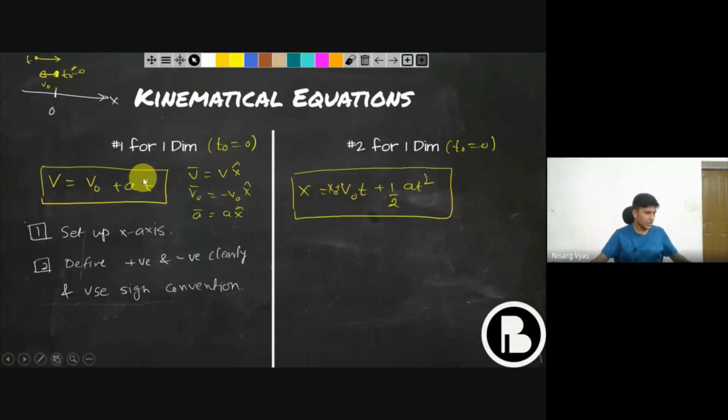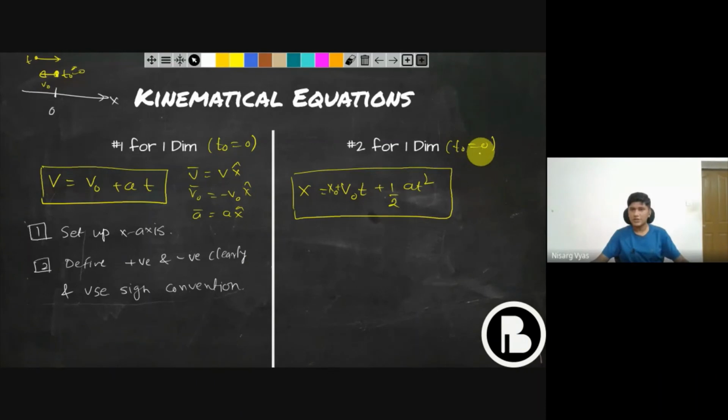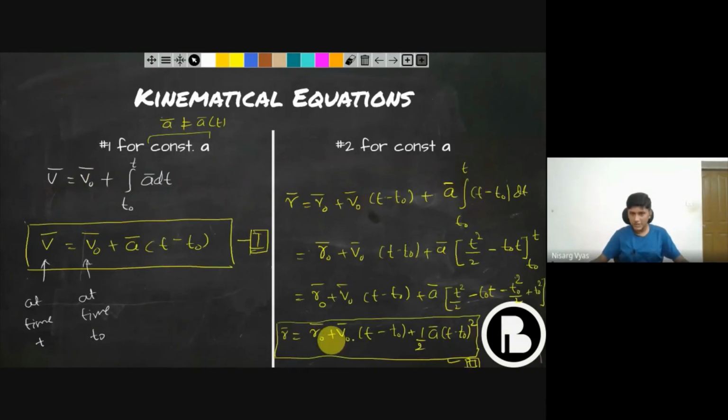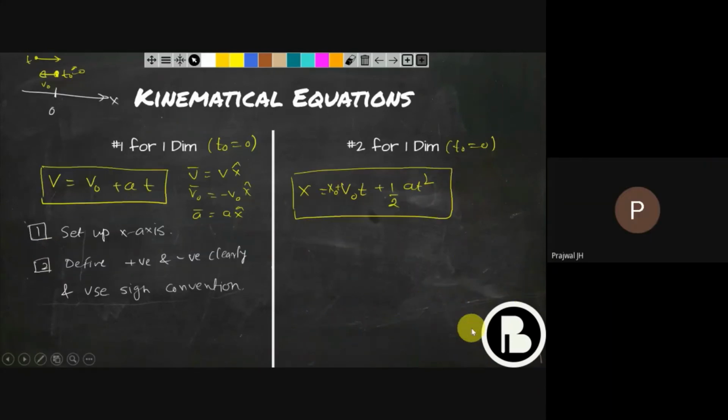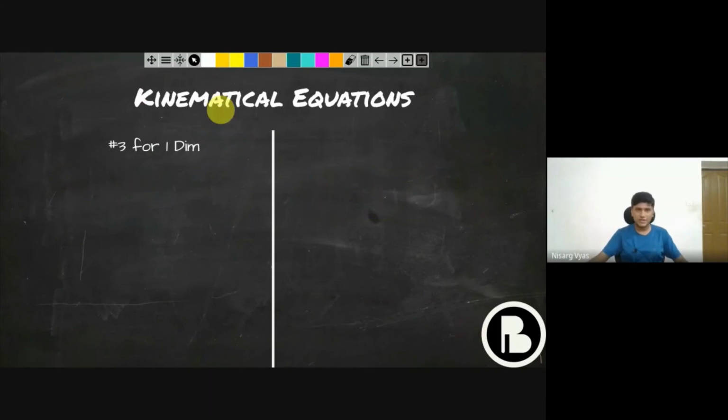And now if you want to derive the third equation, sir, if you want, t not equal to 0. No, t naught is equal to 0. Because if t naught is 0, then only this equation t naught can go out. Yes, sir. Okay, right?